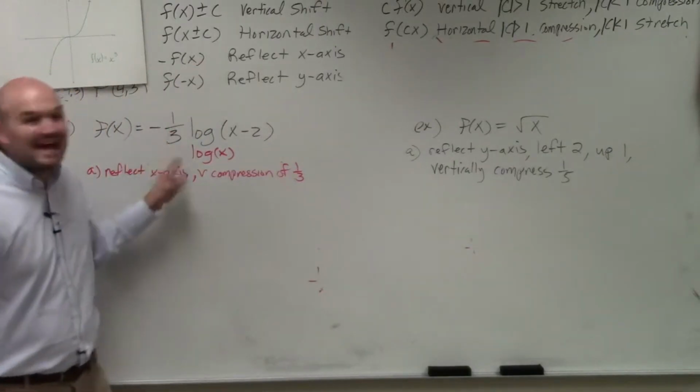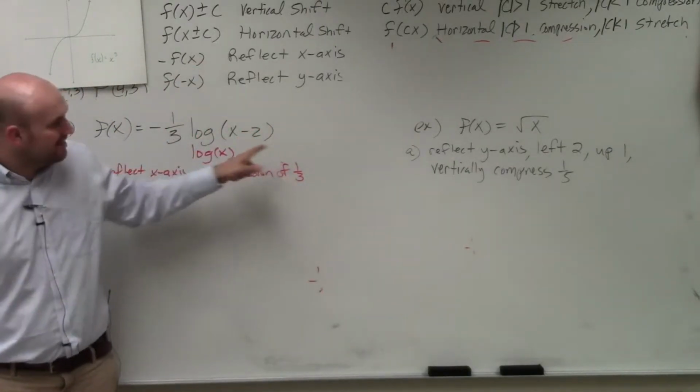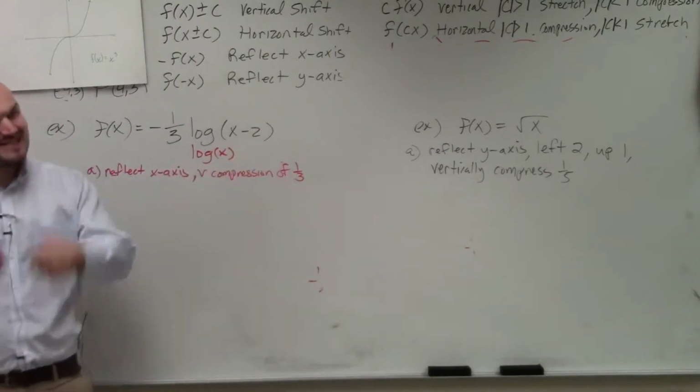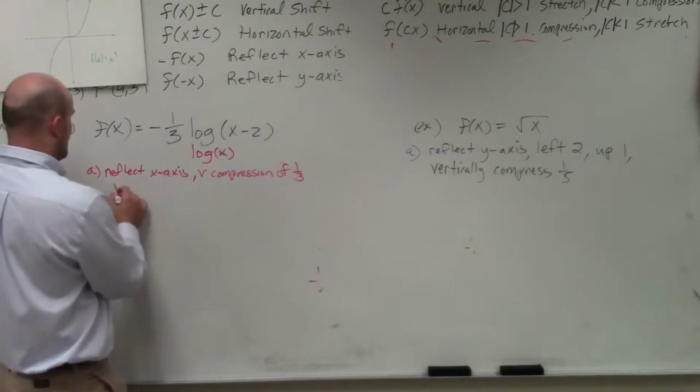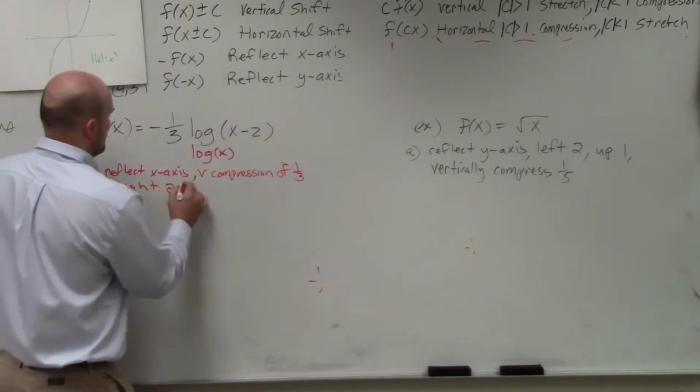Then I now enter inside the parentheses of the function, and notice I'm subtracting a 2. So it's inside the function. That means it's a horizontal shift. Since it's minus 2, I'm going to be going right 2. OK?